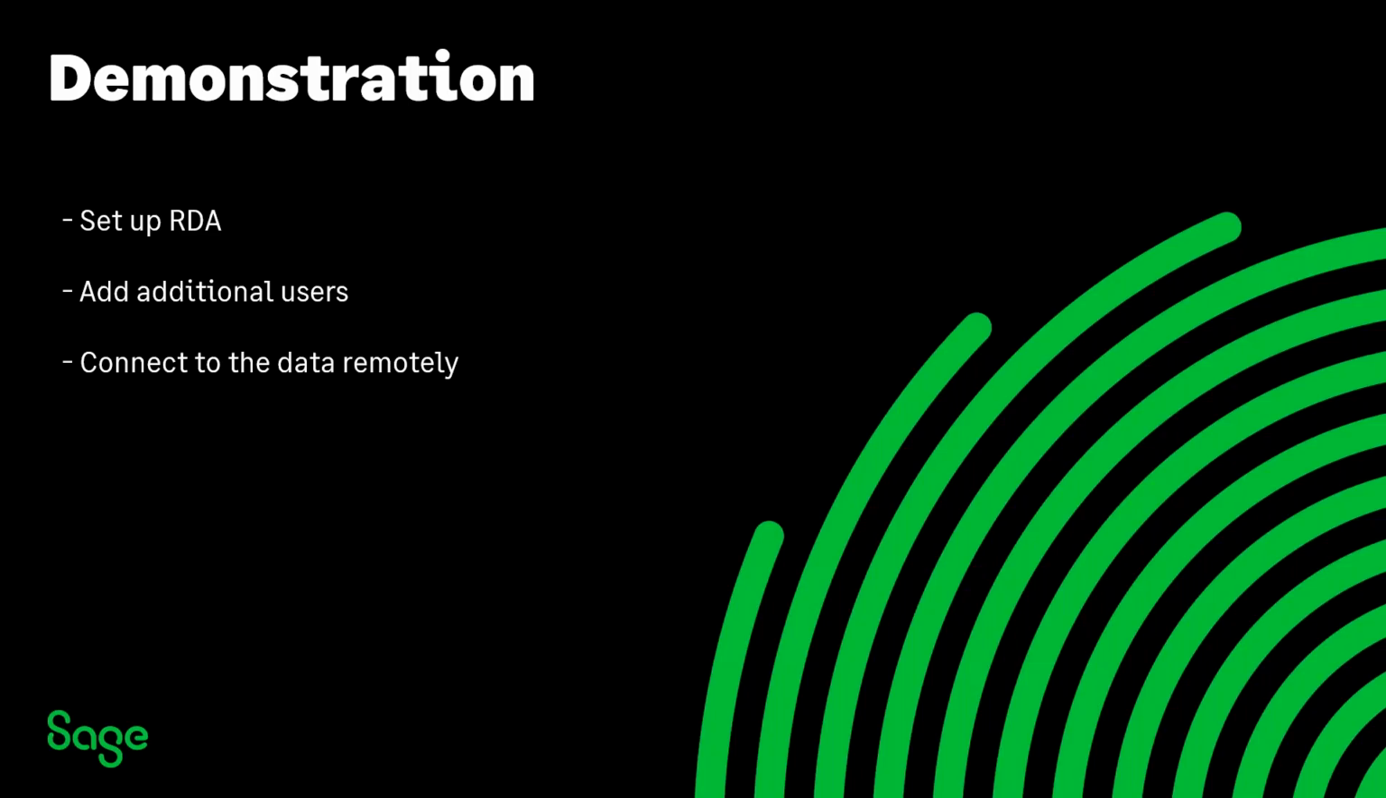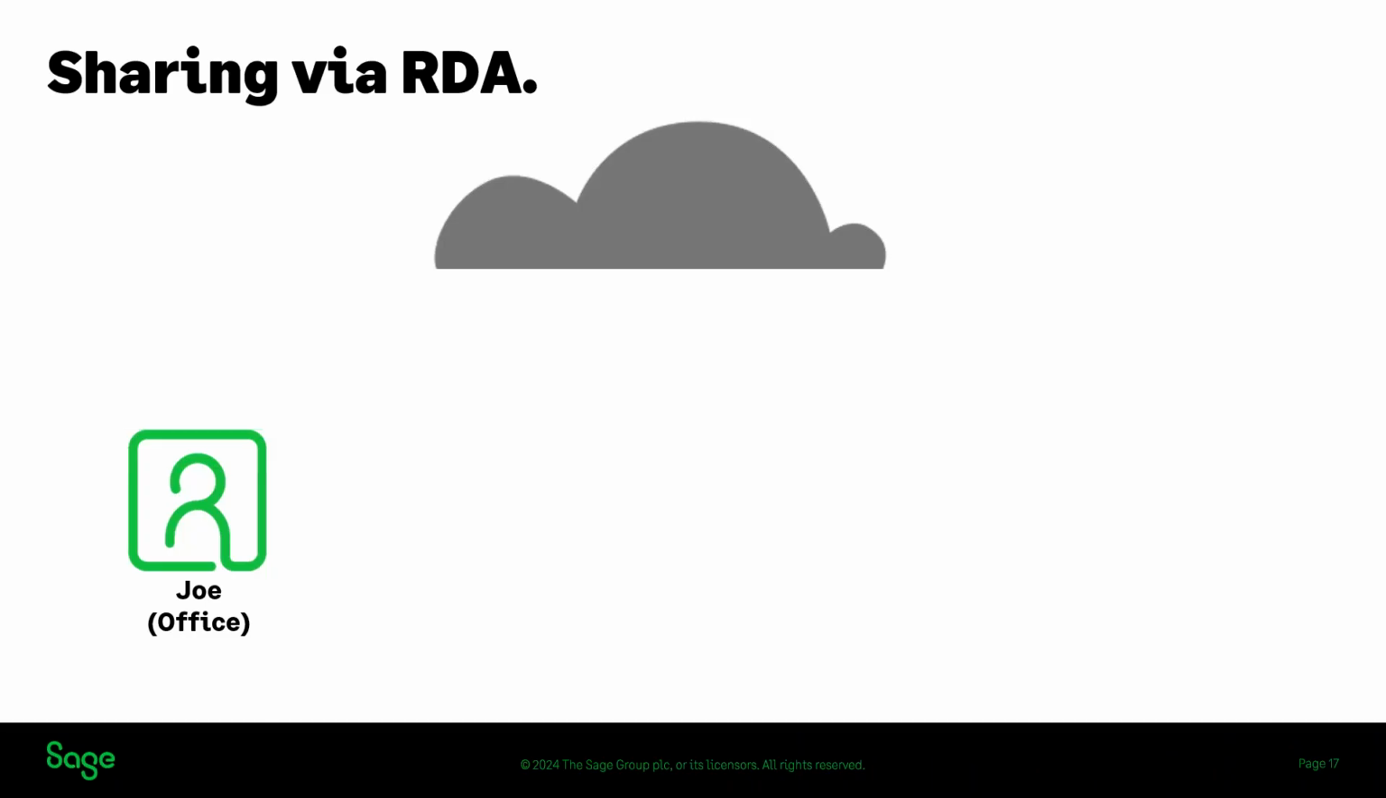Okay, so let's get straight into that demonstration. We're going to go through a process of setting up remote data access, adding remote access to the user record, and then also how to connect remotely. First, we're going to set up remote data access from Joe's location, and upload that data. We're going to have a look at a short video demonstration of what that looks like.